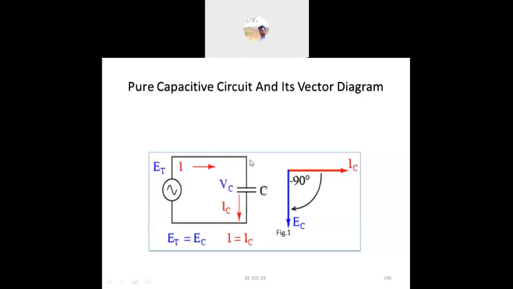If you take the vector diagram, this is the leading power. The current leads the voltage. Here the current leads because the capacitor stores the energy in the form of charge. That's why the current leads in the capacitor.